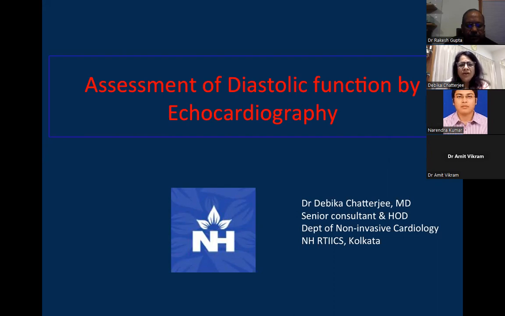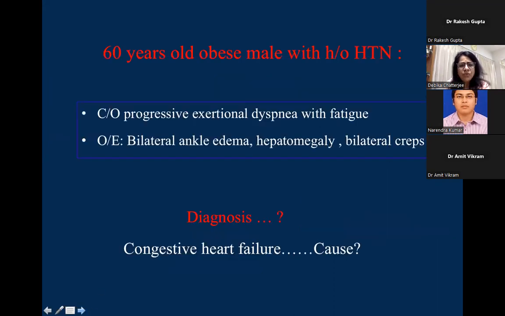I'm going to talk on the assessment of diastolic function by echocardiography. Let me start my presentation with a patient who is a 60-year-old obese male with history of hypertension, complaining of progressive exertional dyspnea with fatigue, and on examination you get bilateral ankle edema, hepatomegaly, and bilateral crepitations. So the diagnosis obviously is congestive heart failure.